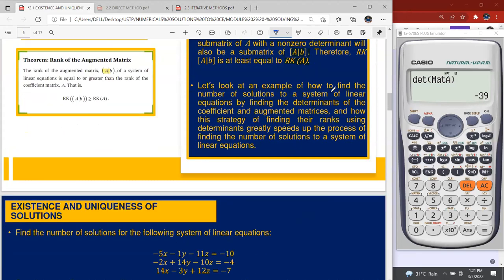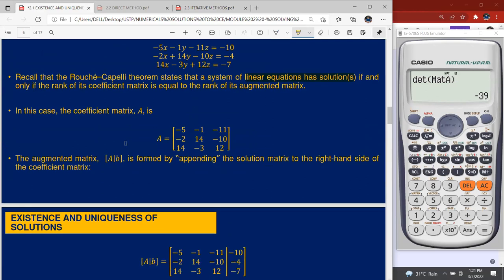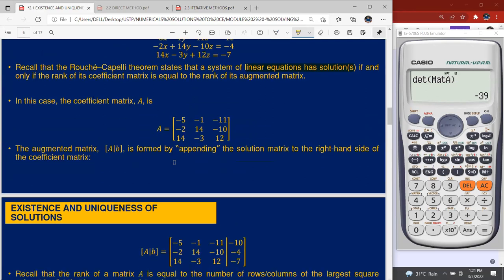Let's look at an example of how to find the number of solutions to a system of linear equations by finding the determinants of the coefficient and augmented matrices, and how this strategy of finding the ranks using determinants greatly speeds up the process. For example, find the number of solutions for the following system of linear equations. Recall the Rouché-Capelli theorem states that a system of linear equations has a solution or solutions if and only if the rank of its coefficient matrix is equal to the rank of its augmented matrix. In this case, this is the coefficient matrix, and the augmented matrix is this one.